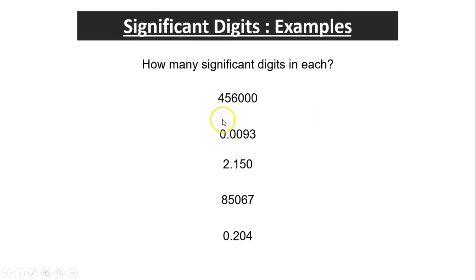Some practice. First number, ending zeros, no decimal, not significant, 3. Leading zeros are not significant, so you have only 2. Ending zeros, you have a decimal, significant, 4. 0 in between non-zero, significant, 5. First, non-significant, second, significant, so total is 3.